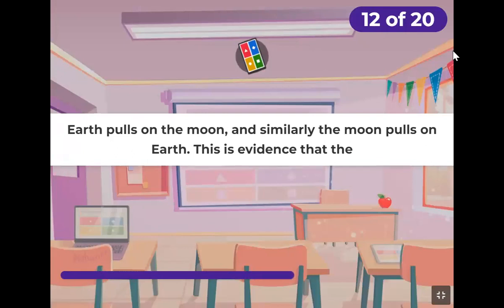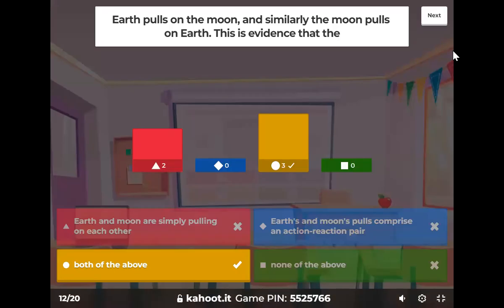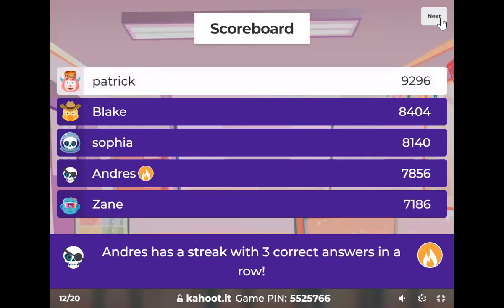Earth pulls on the moon. Moon pulls on Earth. This is evidence that what? Yeah, they're pulling on each other for an action-reaction pair. There you go. So the red and the blue are true. So yellow, both of the above. Pulling on each other, action-reaction. There you go.